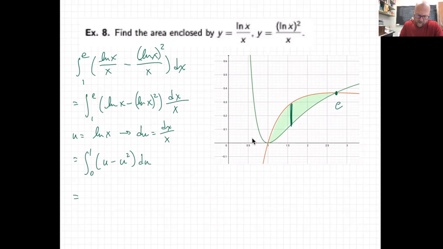So, man, this is actually pretty neat. 1/2 u squared minus 1/3 u cubed. Evaluate 0 to 1. Plug the 1 in, and plug the 0 in. And we end up with 1/6 for the answer there.